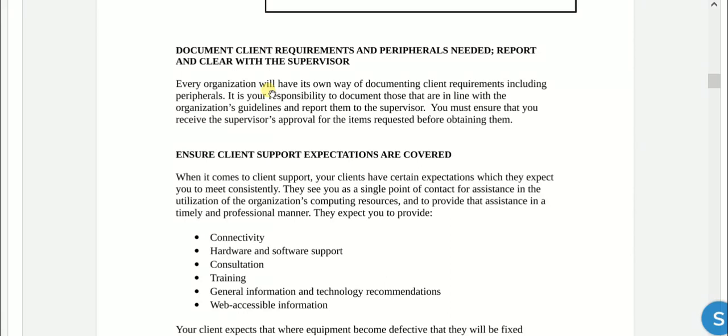So that would be your expectation. That's why they're saying they expect you, who is working for them, to provide what? Connectivity, hardware and software support. Therefore, if you're installing hardware or software, the expectation is that you're going to provide some level of support to them as it relates to the hardware as well as the software.